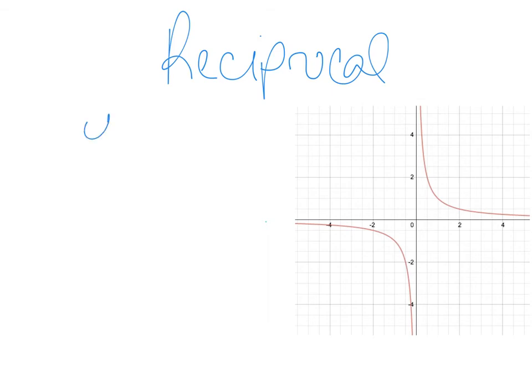Reciprocal. The graph for reciprocal is given by the equation y equals 1 over x. It is the reciprocal of y equals x, which is the linear equation. My domain and my range, you have to be careful with this one.